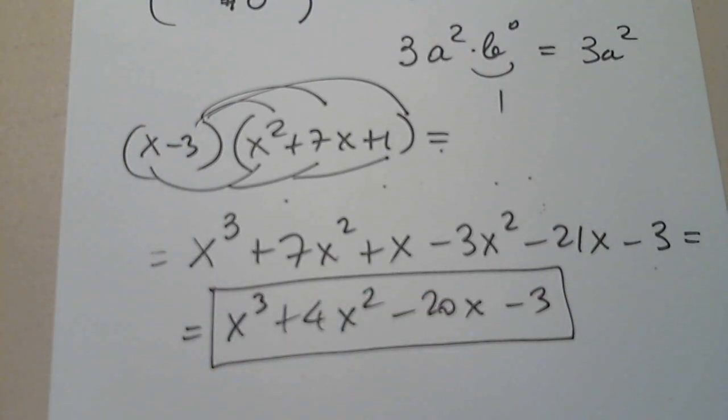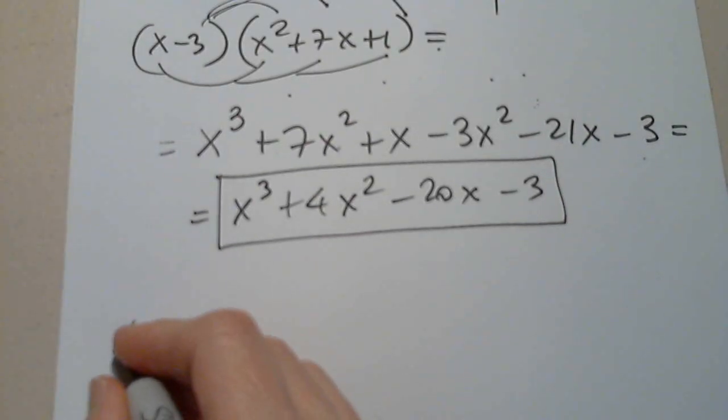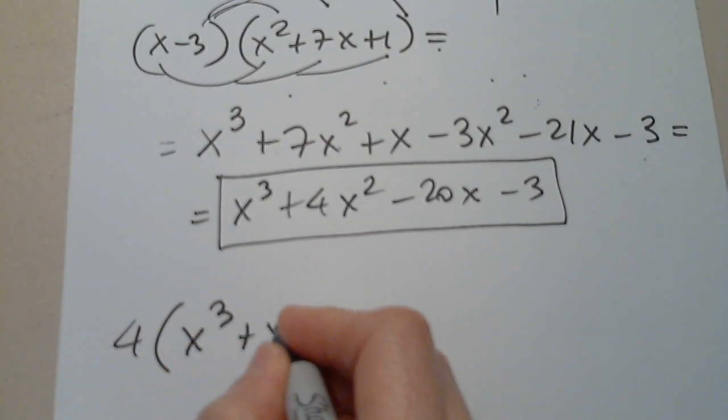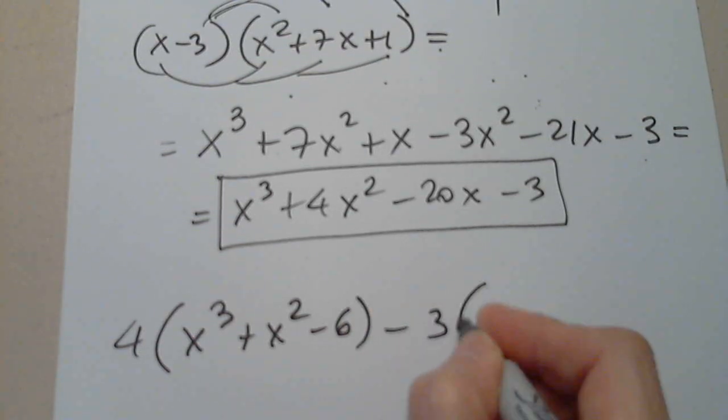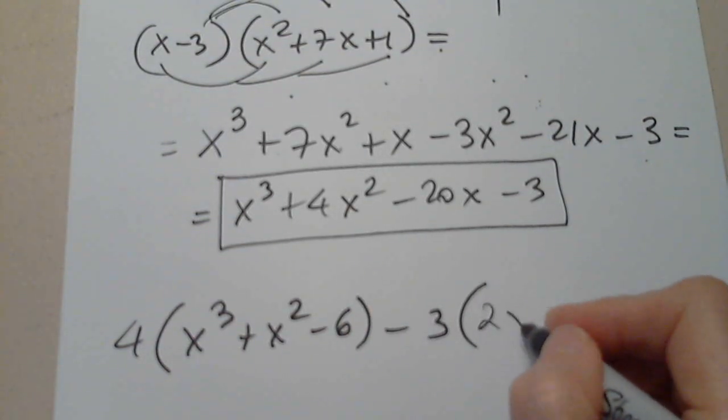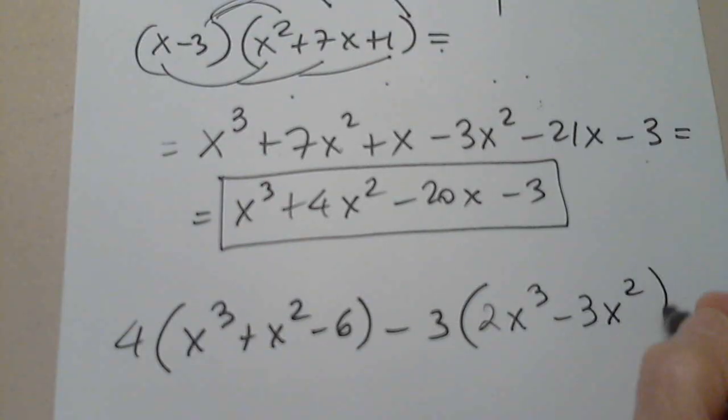If we are asked, the degree is 3, the leading term is x cubed, the leading coefficient is 1. Coefficient means numbers. Good. Same thing. Okay, so let's practice with this. Let's take a minute. For the quantity x cubed plus x squared minus 6 times the quantity 3 minus 2x cubed minus 3x squared. So let's work on this problem, please.